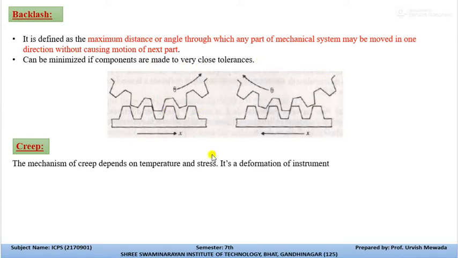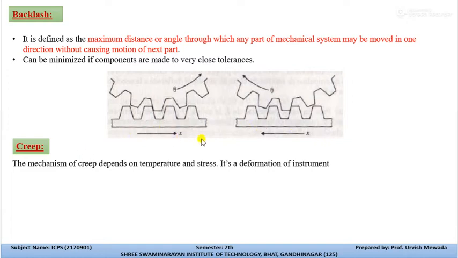It is defined as the maximum distance or angle through which any part of the mechanical system may be moved in one direction without causing motion of the next part. Suppose this belt travels from this point to this point, it will not offer any motion to this belt. So this is called the backlash of the instrumentation system. Now creep: the mechanism of creep depends on the temperature and stress produced during the measurement, or on different atmospheric conditions. So that is called creeping.